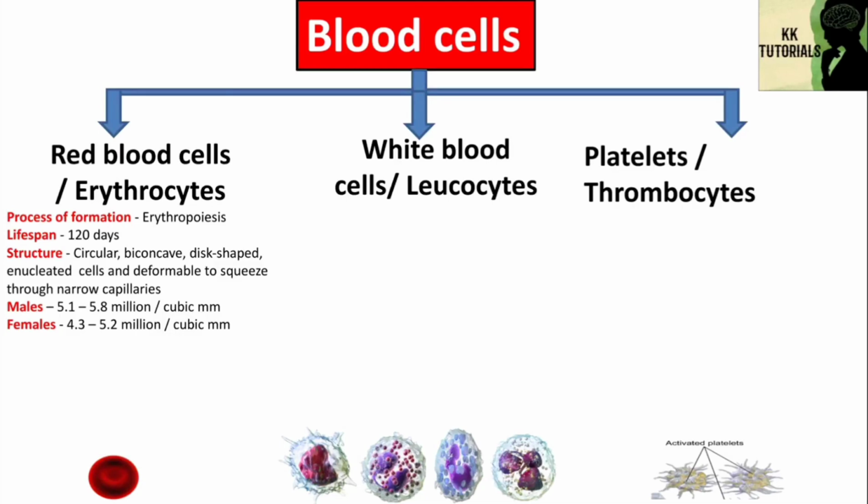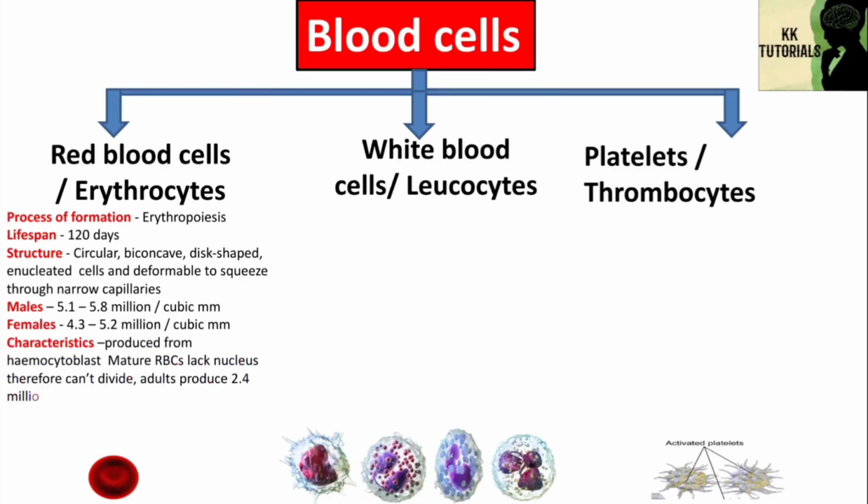RBCs are produced from hemocytoblast. They lack a nucleus, therefore they cannot divide. In the fetus, these cells are produced in the liver and spleen, and in adults, these cells are produced in the red bone marrow. Vitamin B12, folic acid, and hemoprotein are required for RBC production. The hormone erythropoietin produced by the kidney cells stimulates the bone marrow for the production of RBCs.